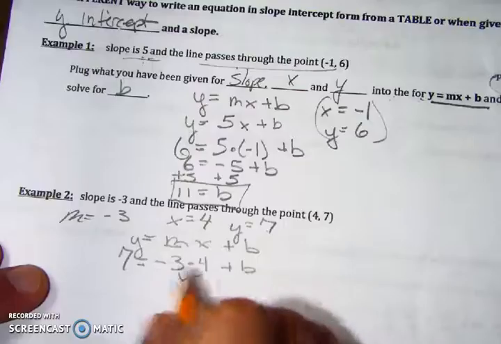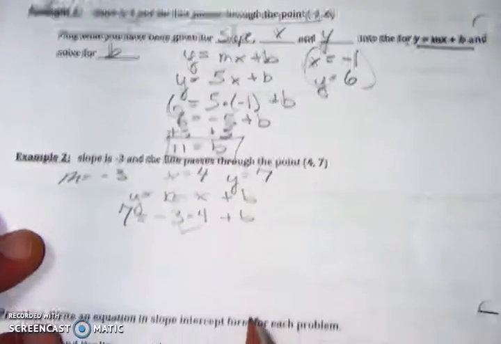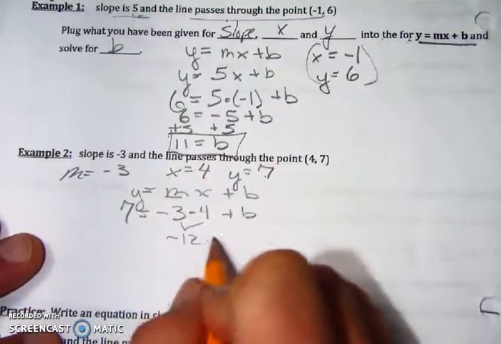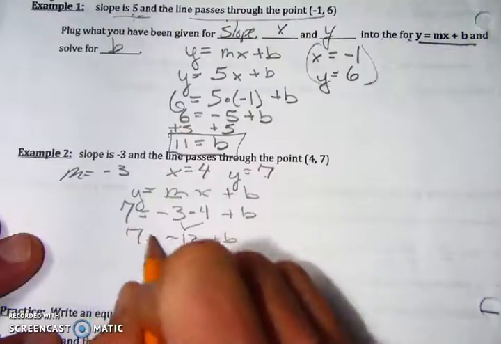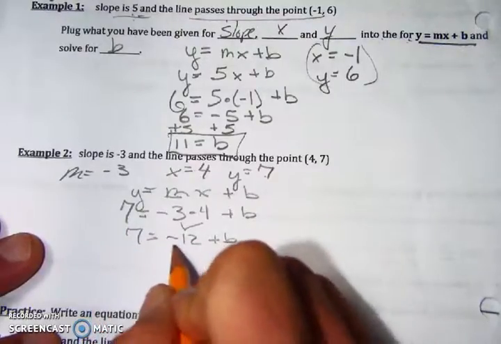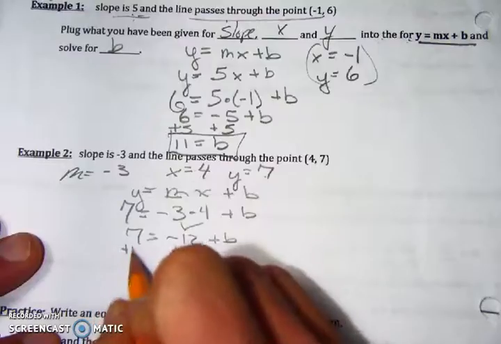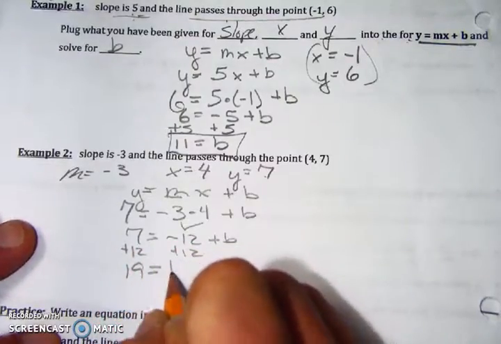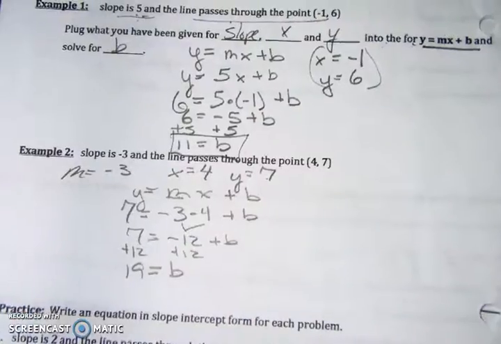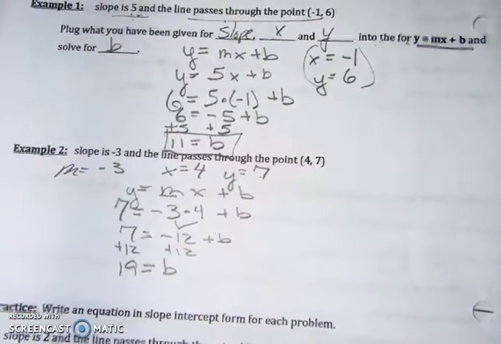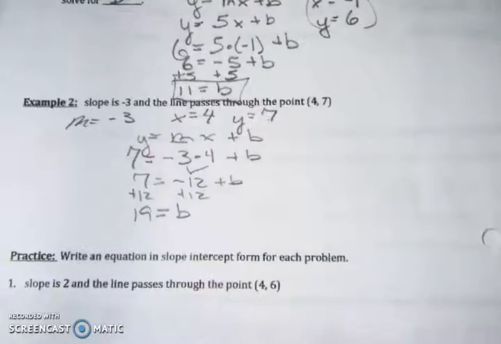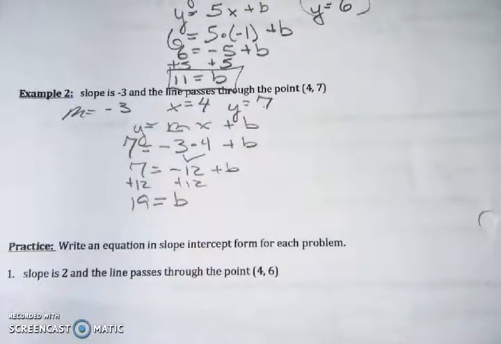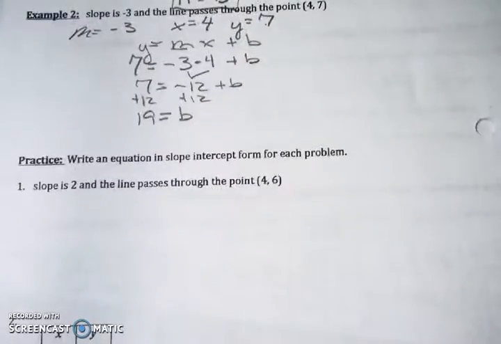So -3 times 4 is -12. So 7 is equal to -12 plus b. So we'll do our additive inverse there, and 19 equals b. Okay, so I'm going to pause the video, let you do the practice, and when you're ready, you can come back and check your answers.